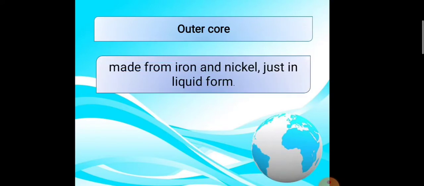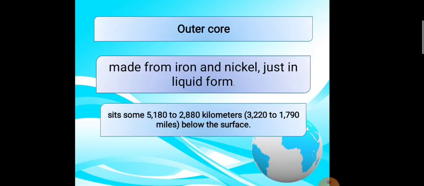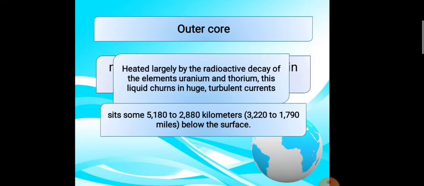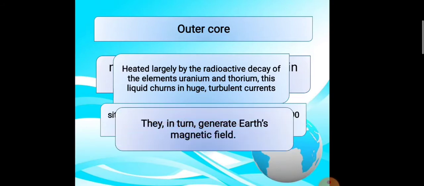So the outer core is made from iron and nickel, just in liquid form. It sits from 5,100 to 2,880 kilometers, or 3,220 to 1,700 miles below the surface. Heated largely by the radioactive decay of the elements uranium and thorium, this liquid churns in huge turbulent currents. They in turn generate Earth's magnetic field.